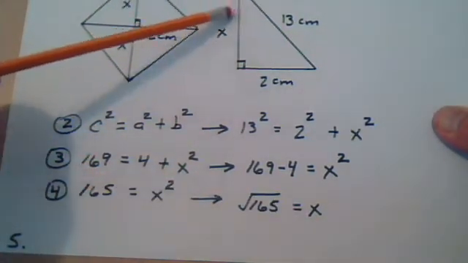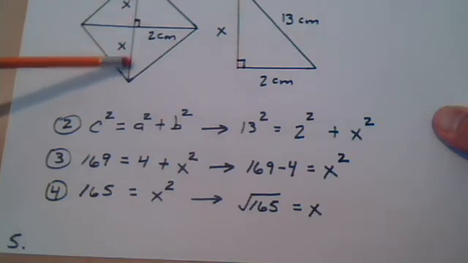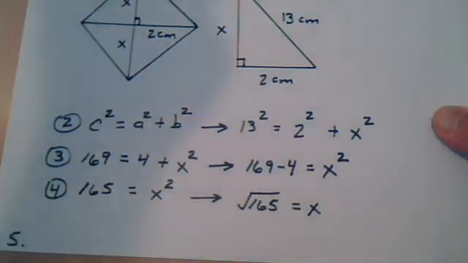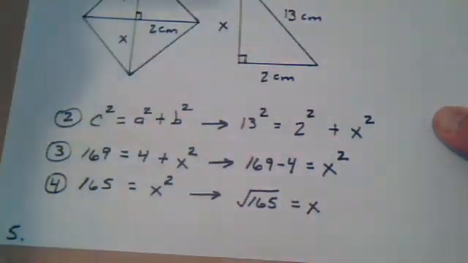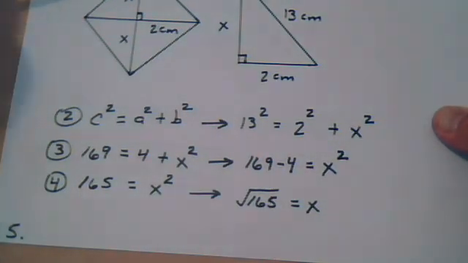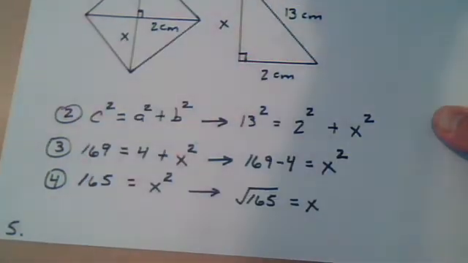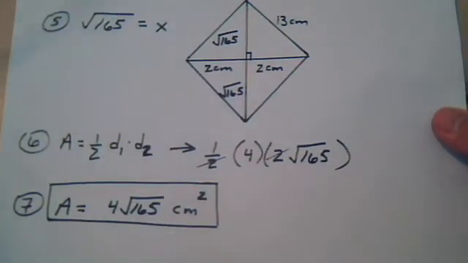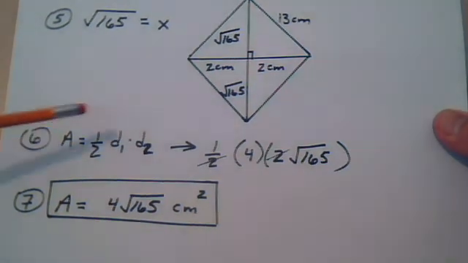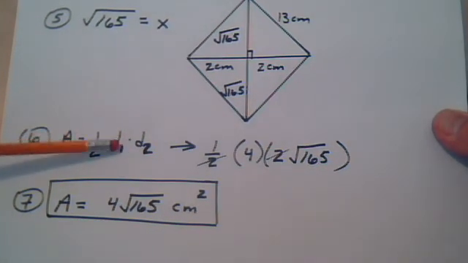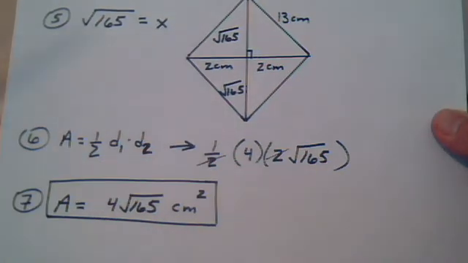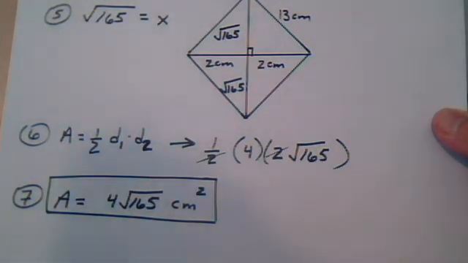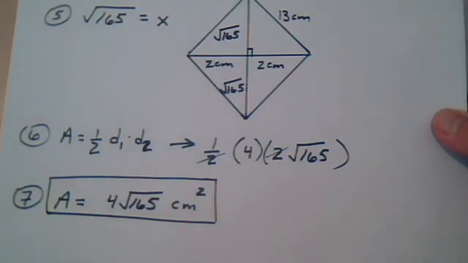So x, this x, and this x are equal. So that x is square root of 165. Now we have this diagonal equaling 4, and this one 2 times square root of 165. Run it through your formula for the area. Diagonal 1, diagonal 2, these two cancel. And the area for this rhombus is 4 square root of 165 square centimeters.